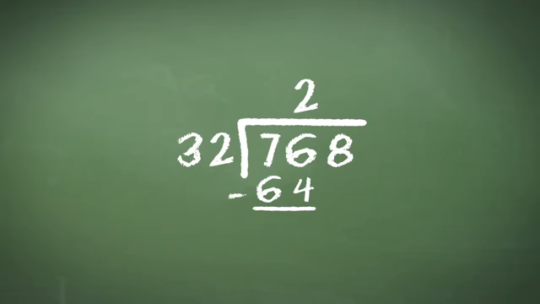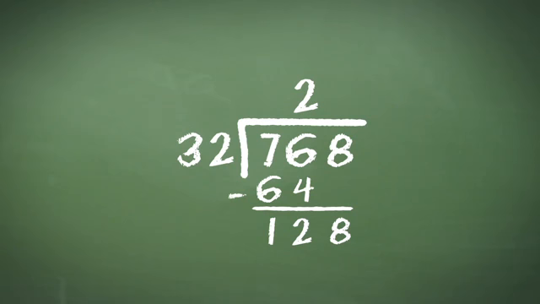We then subtract the 64 from the 76, which gives us 12, as 6 minus 4 is 2, and 7 minus 6 is 1. We then look at the 12 and see that 32 doesn't go into 12. We therefore need to bring down the 8 in the units column of the 768.